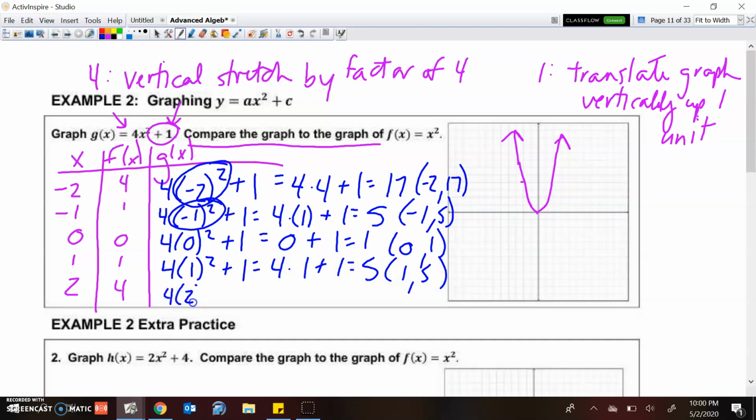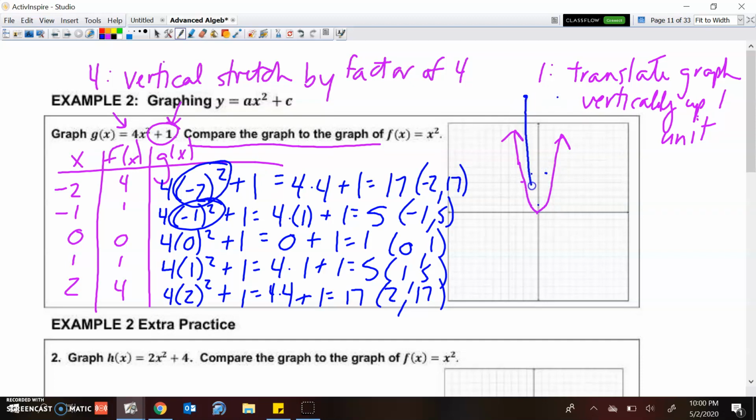And just to double check this last one, I get 4 times 4 plus 1, which is 16 plus 1, or 17. All right, so then that gives me 2, 17. So when I graph this one, -2 is going to go way up here. That's 4, that's 8, that's 12. This would be 16. Then I have -1 and up 5. I have 0 and up 1. I have 1 and up 5. And I have 2 and up 17.